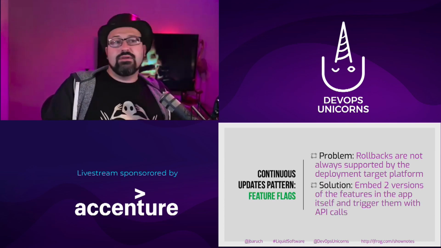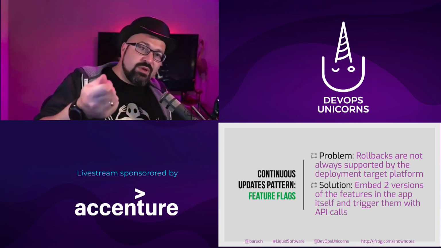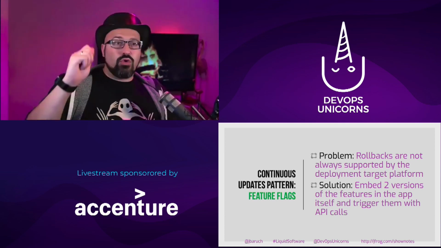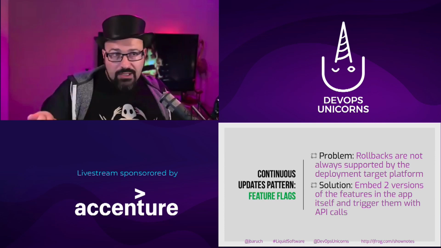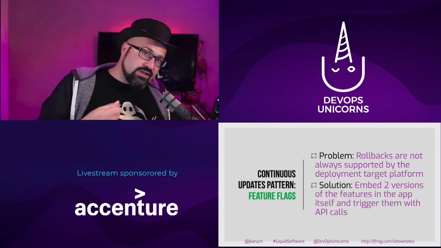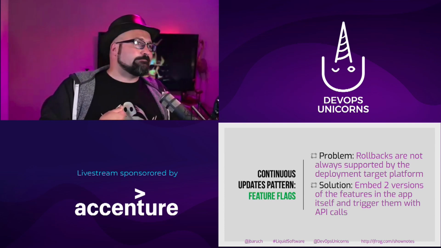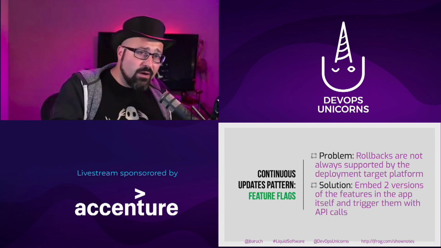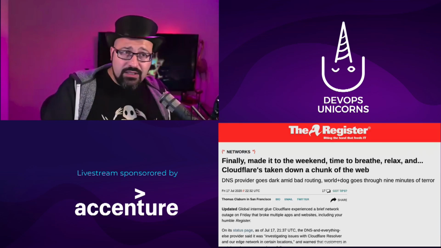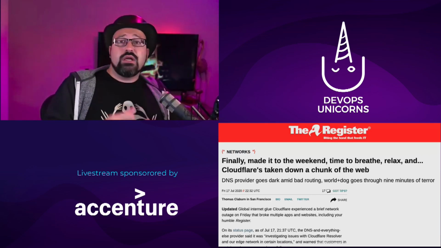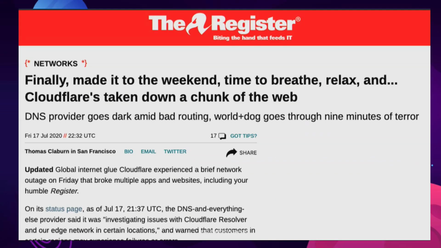Then you can try and mimic the rollback capabilities within feature flags. You can embed 2 versions and then with API flip the switch for whoever suffered from a bad update to the previous version, or disable the feature that misbehaves.